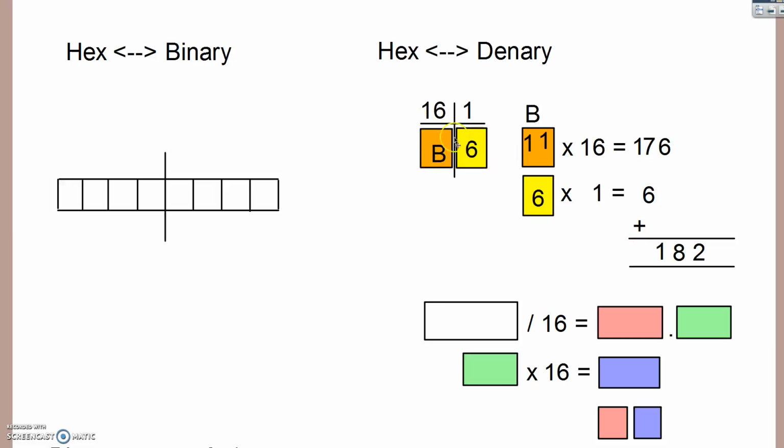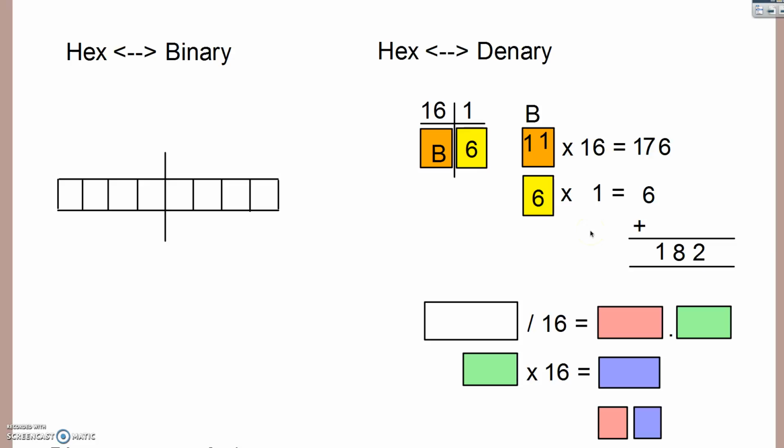So very simply, you just do whatever's in here times its column heading. If it's a letter, then you count up beyond 9. So A is 10, B is 11, C is 12, D is 13, E is 14, and F is 15. You multiply whatever that value is by the column heading and add it up, and it really is that easy.